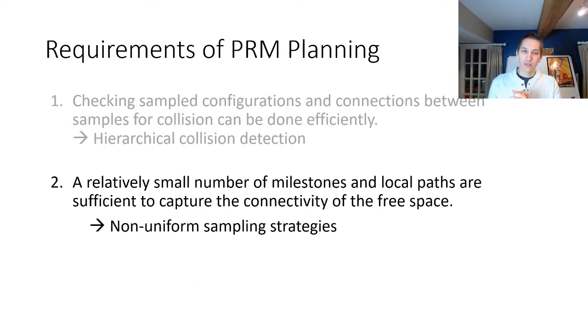Now, we also need to make sure that a small number of milestones are able to capture the connectivity of the free space. And this gives rise to many different types of non-uniform sampling strategies. There are hundreds of sampling strategies that exist out in the literature right now. And if you want to really make your PRM planning faster, you'll oftentimes spend a lot of time trying to choose one of these sampling strategies in order to make this faster.